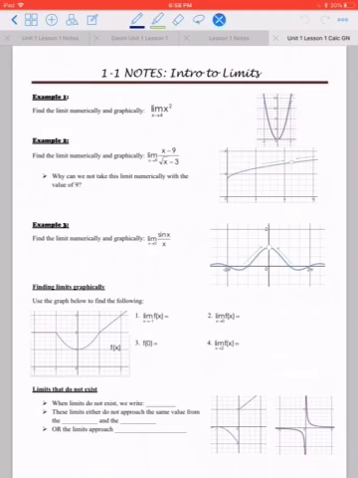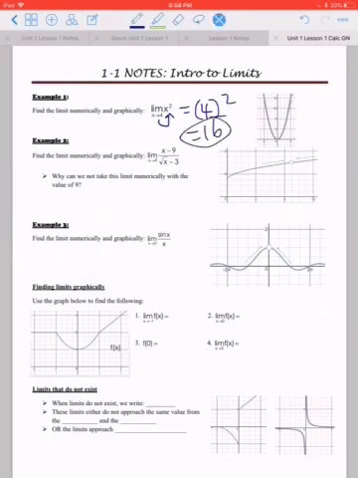Okay, so find the limit numerically and graphically of the limit as x approaches 4 of x squared. To find this numerically, we would just substitute 4 for x. That should be pretty easy to tell. 4 squared, that limit should approach 16.